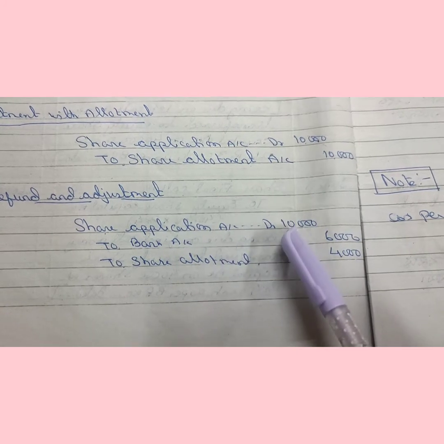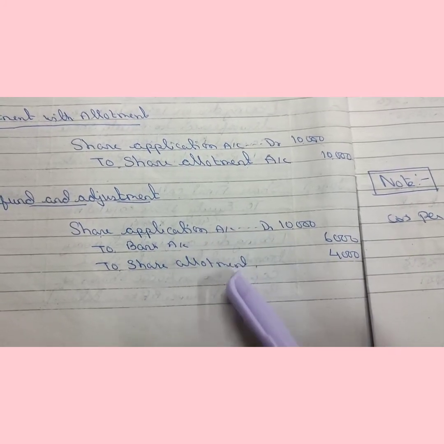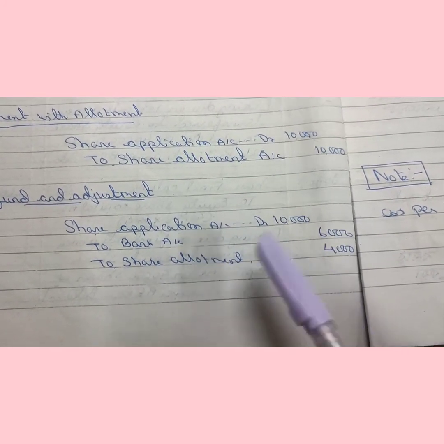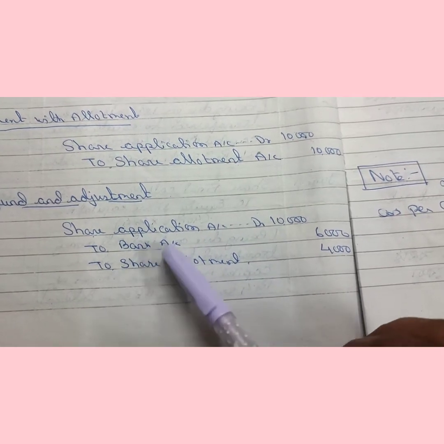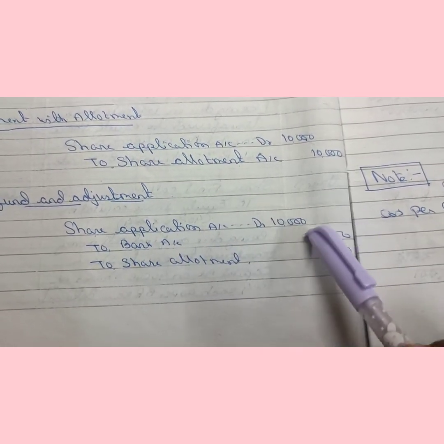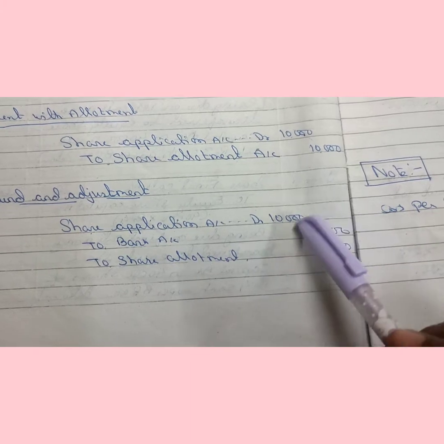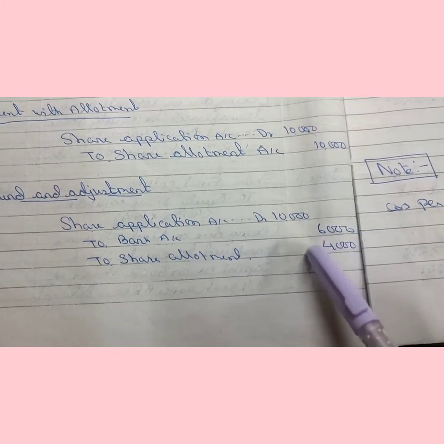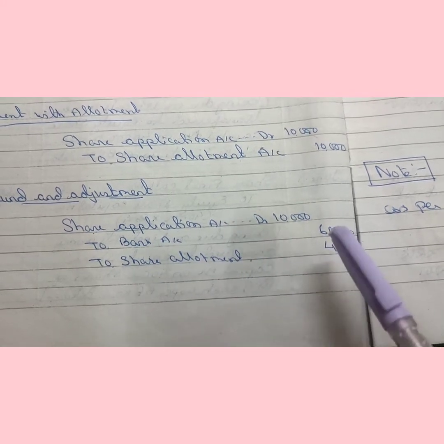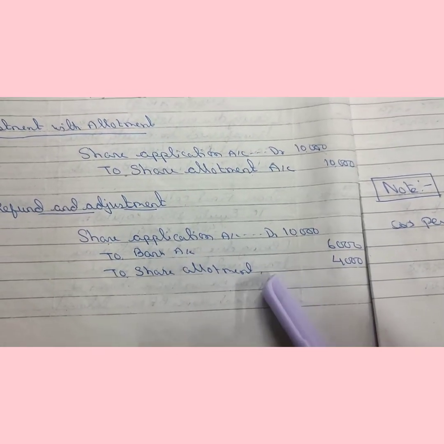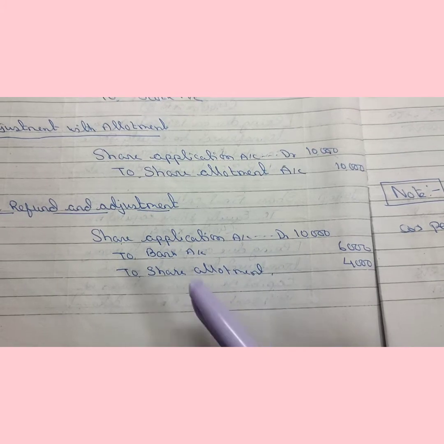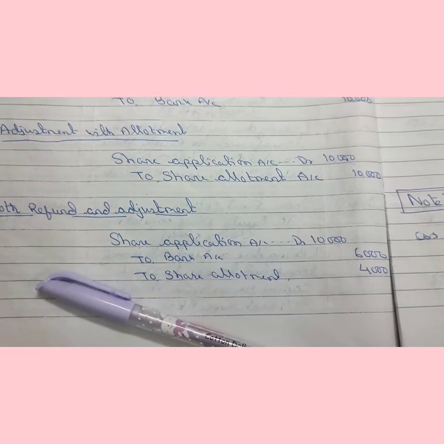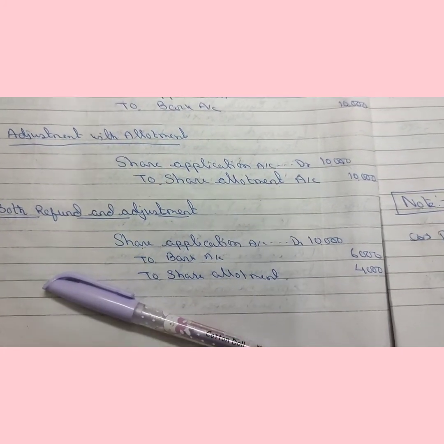share application account debit to bank account to share allotment account. That means here it is written to bank account, this portion refunded by the company, and share allotment 4,000, this portion adjusted with the allotment. Okay, this is called oversubscription. Now we are coming to calls in arrear.